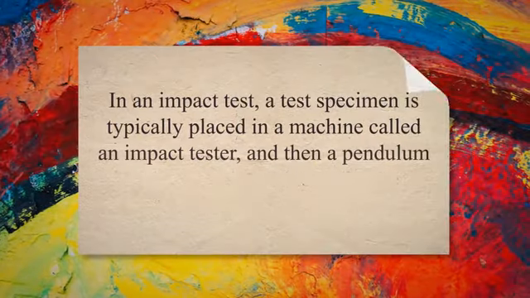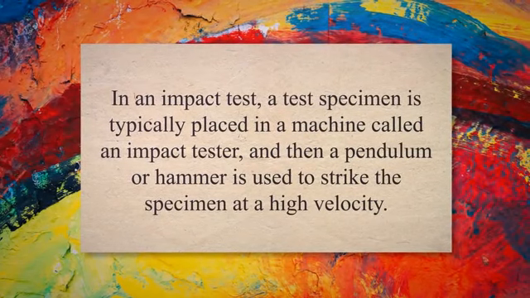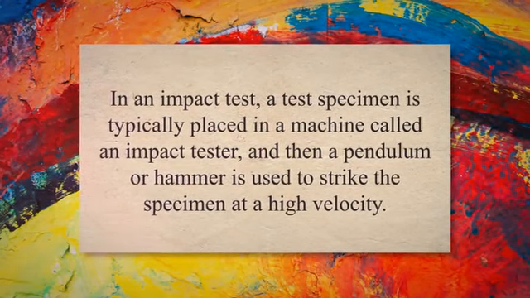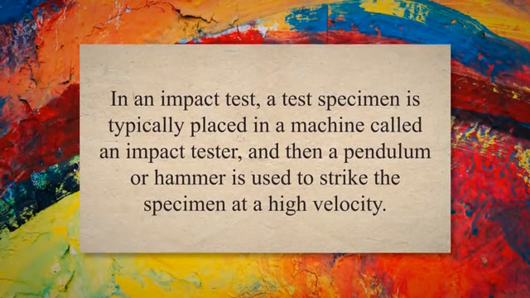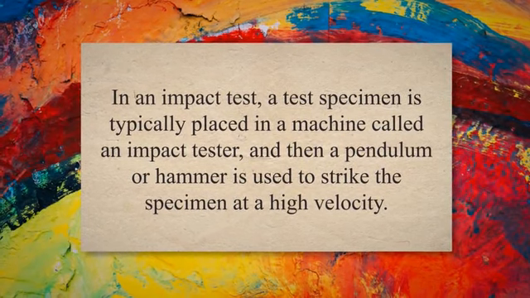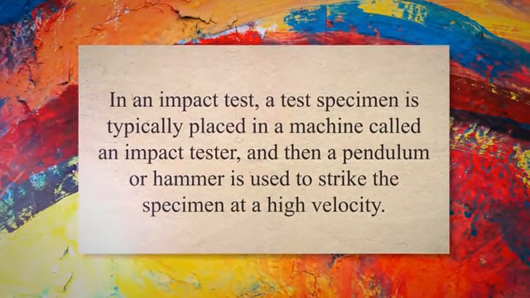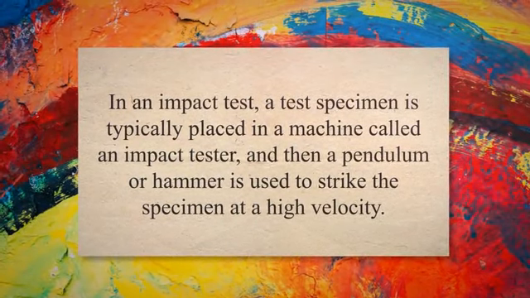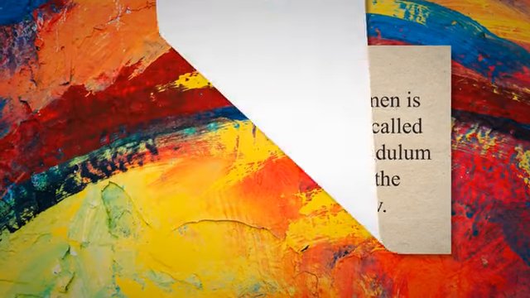In an impact test, a test specimen is typically placed in a machine called an impact tester, and then a pendulum or hammer is used to strike the specimen at a high velocity. The amount of energy absorbed by the material during the impact is then measured, and this information is used to calculate various properties of the material, such as its ductility, fracture toughness, and impact strength.